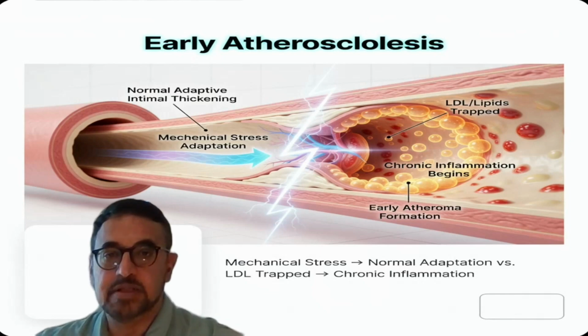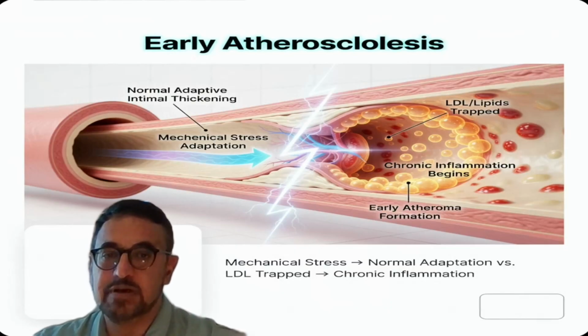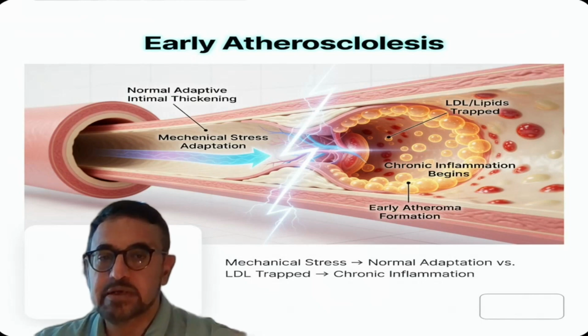It begins in the intima, the innermost layer of the artery. Sometimes this layer thickens as a normal physiological adaptation to the mechanical stress of blood flow. But atherosclerosis is a fundamentally different process. It is a pathological chronic inflammatory disease. The key difference between a normal adaptation and a dangerous disease is lipid retention. When lipids get trapped in the arterial wall, a hostile environment begins to form, leading to the atherosclerotic process.